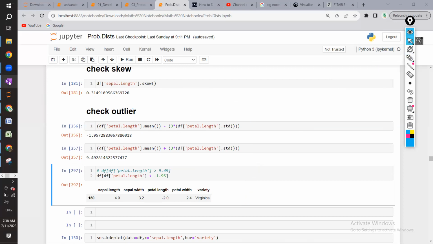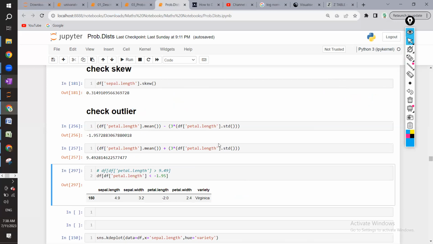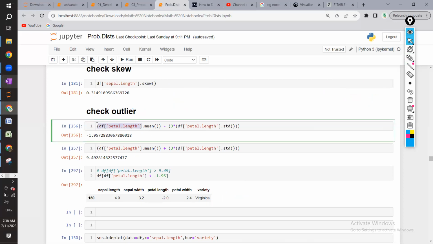So this is how you can directly get the outliers, but the concept is the empirical formula. Who is giving us the power to do this? The empirical formula is giving us the power. This is for the normal distribution. You can just convert this into standard normal distribution also.